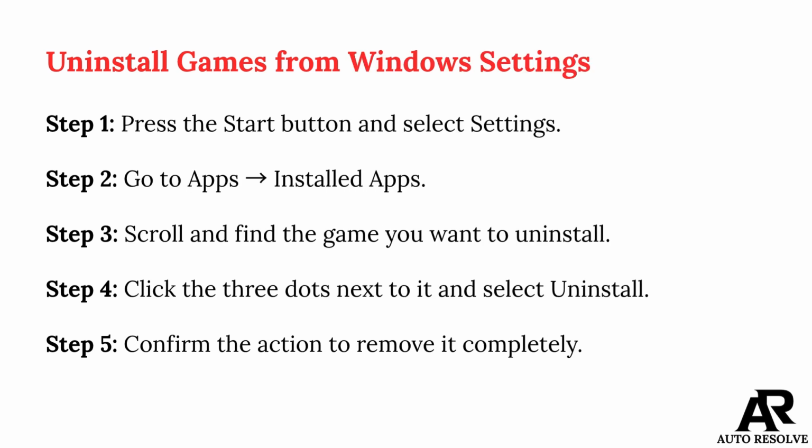Uninstall games from Windows Settings. Step 1. Press the Start button and select Settings. Step 2. Go to Apps, Installed Apps.